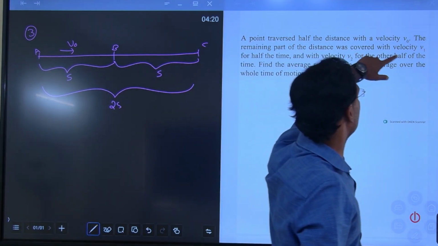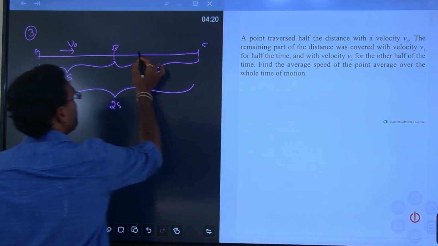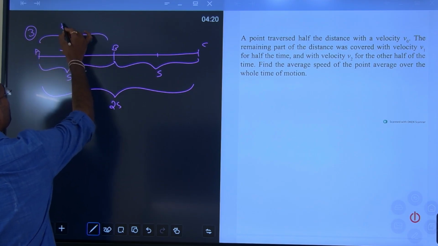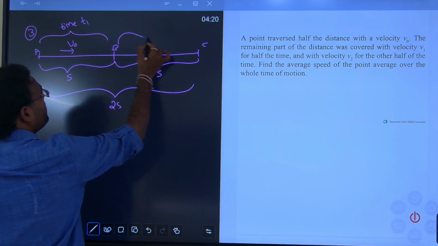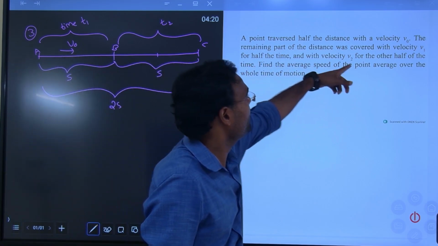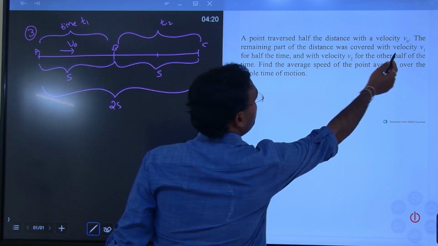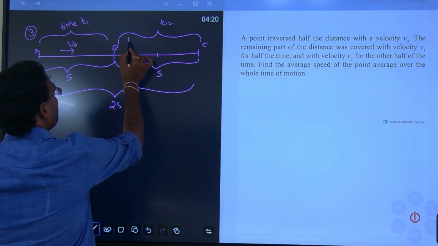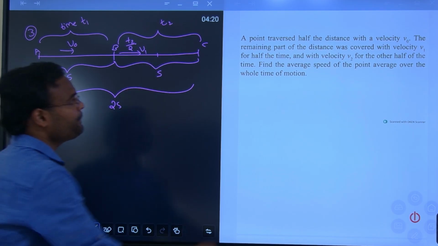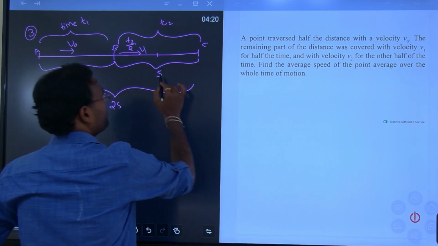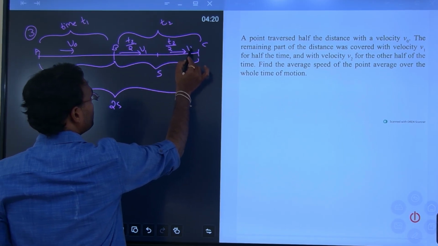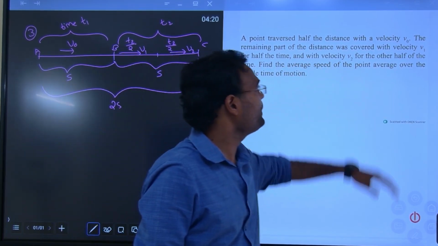And the remaining part of the distance was covered with a velocity v1 for half of the time. That means, suppose time taken each from here to here. Now half of the time with a velocity v1, and the remaining half with a velocity v2. Suppose t2 by 2 time is traveling with the velocity v1, and with the velocity v2 for the remaining half, t2 by 2. Find the average speed of the point.